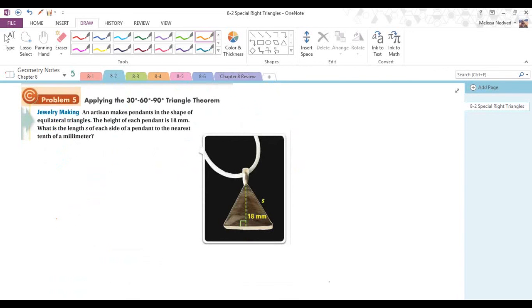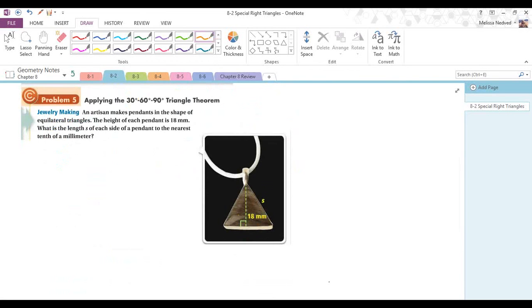It says an artisan makes pendants in the shape of equilateral triangles. The height of each pendant is 18 millimeters. What is the length S of each side of the pendant to the nearest tenth of a millimeter? So I've got my pendant here, and now other than the title up here, applying the 30, 60, 90, I'm not really shown anything on that picture about this triangle.